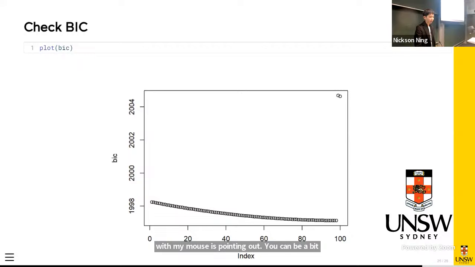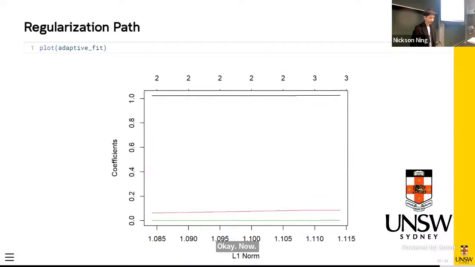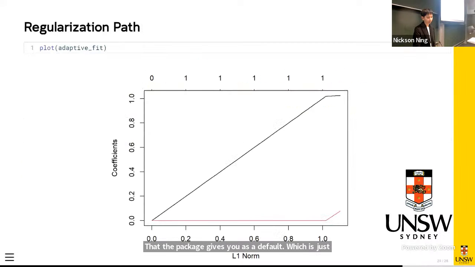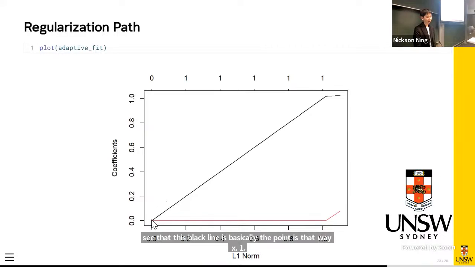Okay, now that said, this is a plot called the regularization path that the package gives you as a default. This one's not too informative, but the previous one, for example, is telling you at different lambda values what the point estimates of your coefficients are, and that's sometimes useful to look at. For example, you can see that this black line is the point estimate for x1, and it's non-zero even from the beginning, right?